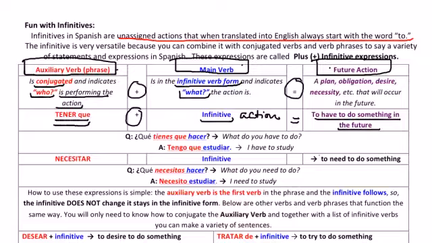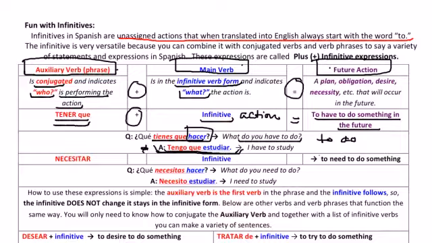So here is our example. ¿Qué tienes que hacer? Again, I'm asking, what do you have to do? Now, this word hacer, this verb hacer, means to do in Spanish, but it also indicates an open-ended question. So, in essence, when we answer, we can put any action verb in there that would express an obligation. And in this case, I've suggested estudiar. So you would answer, tengo que estudiar.